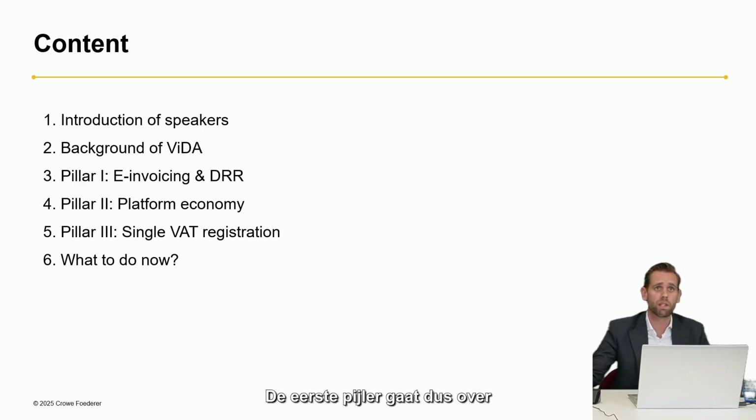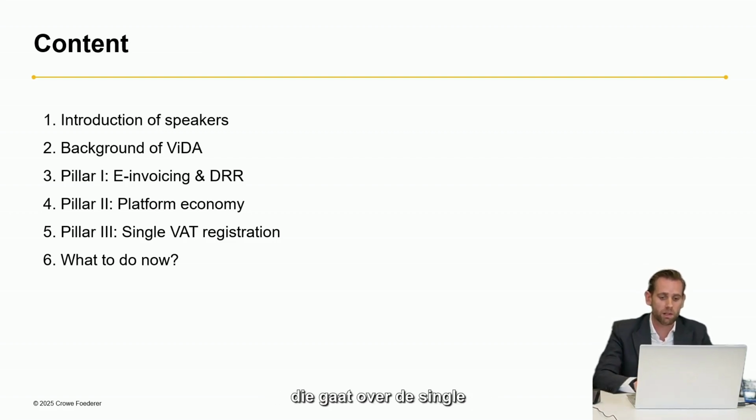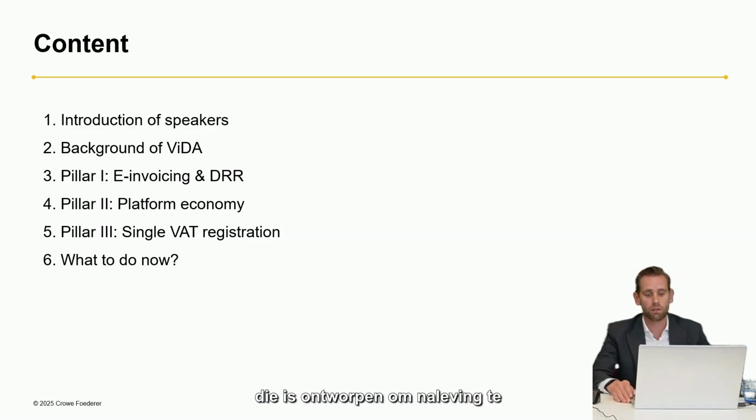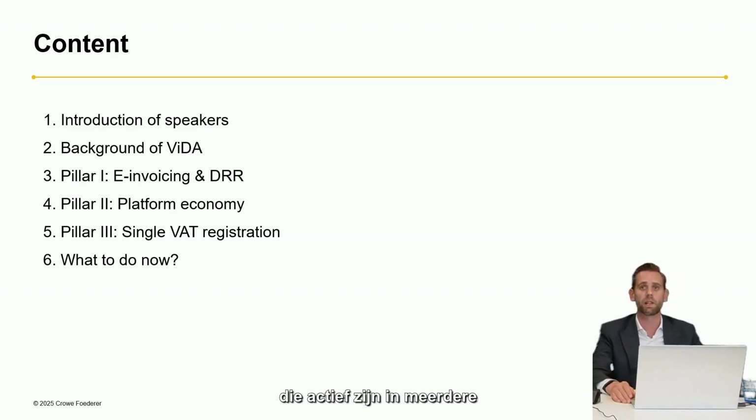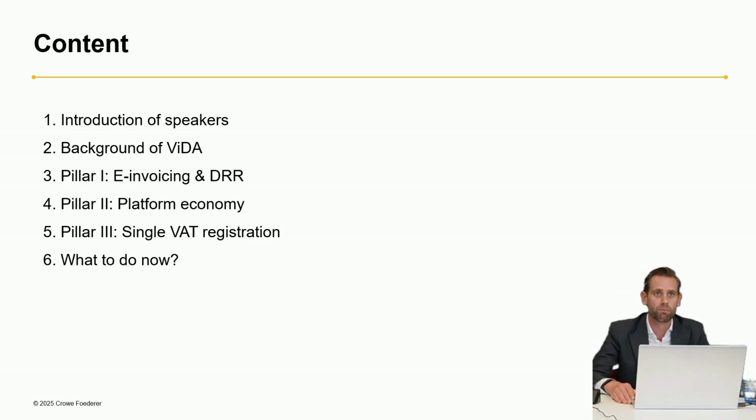So pillar 1 will be about e-invoicing and digital reporting requirements, which aims to harmonize the reporting across the EU. The second pillar is about the platform economy, which is trying to make fairer competition between platforms and traditional businesses. And we have the third pillar, which is about the single VAT registration, which is designed to simplify compliance for businesses operating in multiple EU countries.